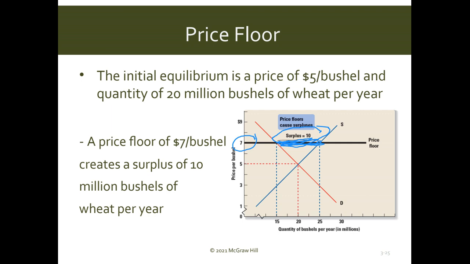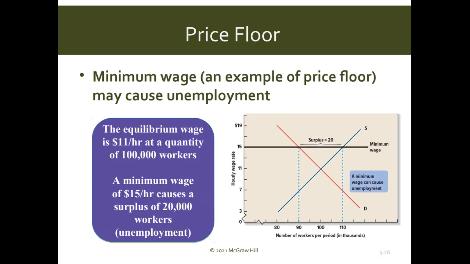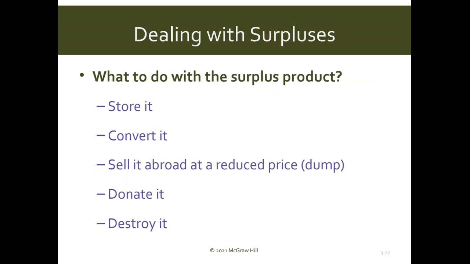Then government will have several options. One option is, let me see if I have it here so that I don't have to write. Yeah. So this is dealing with surpluses basically. What to do with the surplus product, wheat, for example. There are so many ways. Government can also store this. So government will buy wheat from the farmers at the price floor, $7, and then store it in their godowns so that they can use it later.